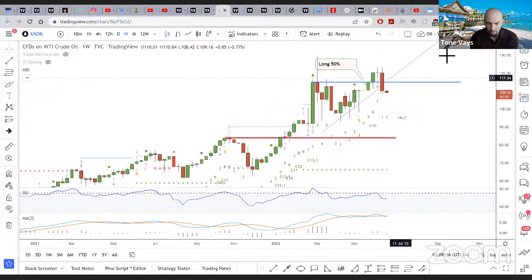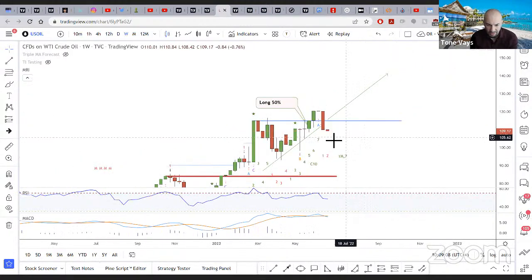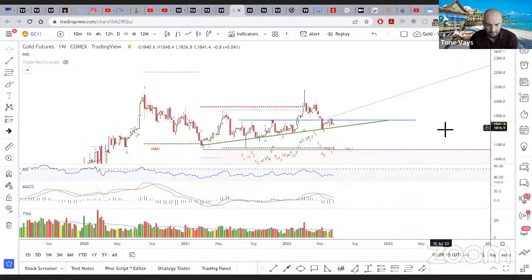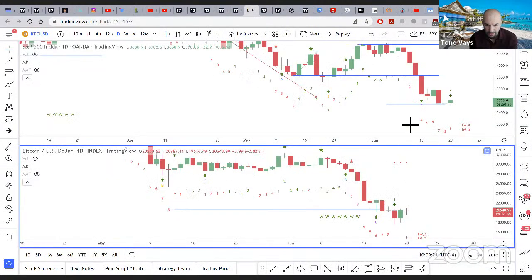Oil, I remain overall bullish on oil, but this is a bit of a pullback. Let's give this the rest of the week to see where oil is. I may be changing my mind on this, but I'm still bullish oil. Gold, no one cares about gold. I think I made that clear.